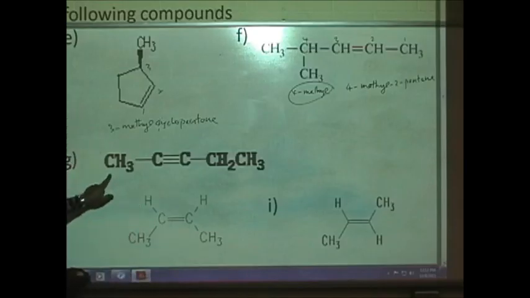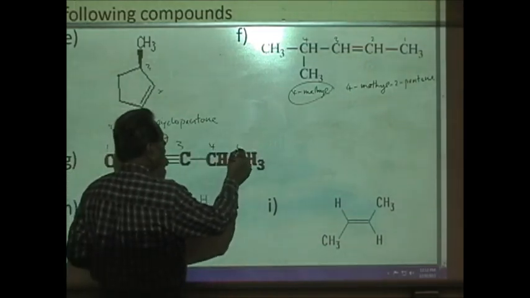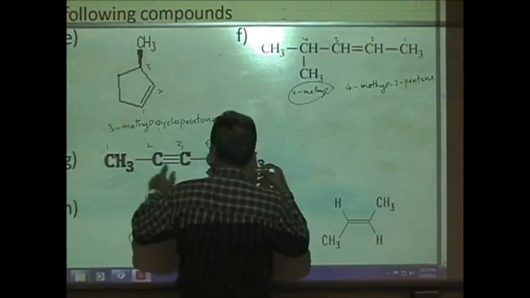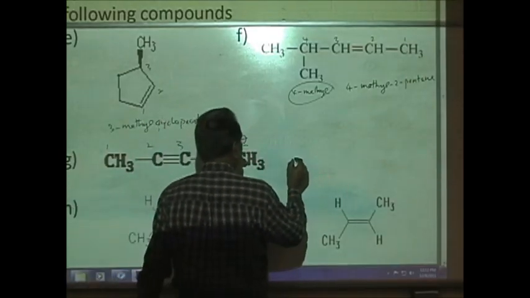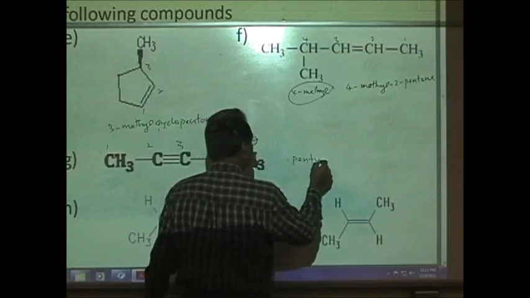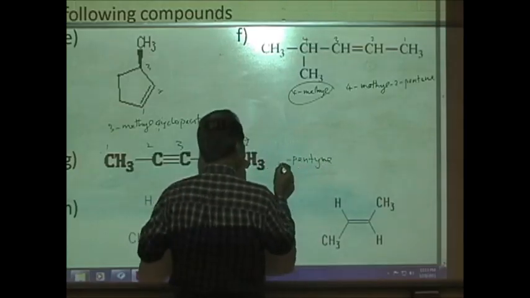Okay, this one is an alkyne, Y-N-E. What is the longest chain here? It's 5, right? So which way do you number the carbon chain now? Left to right. 1, 2, 3, 4, 5. Therefore, there's no substituent, okay? Pentyne, P-Y-N-E. That's going to be 2-pentyne.